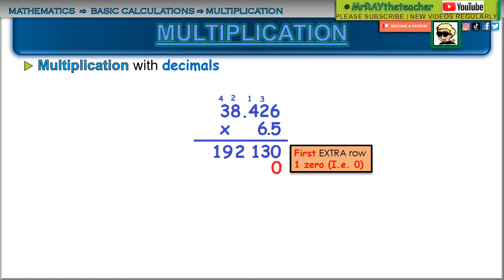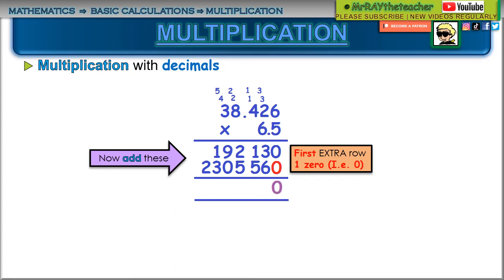Now we move on to the second row. So your first extra row, you put 1 0. And then we go from here. 6 times 6 is 36. Carry the little 3. Now you got that. You add them up. So 0 plus 0 is 0. 3 plus 6 is 9. 1 plus 5 is 6. 2 plus 5 is 7. 9 plus 0 is 9. Then you got a 4. Then you got the 2.